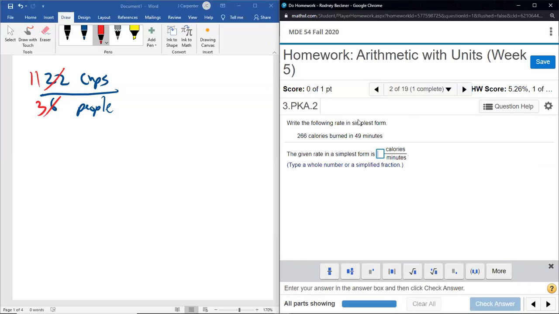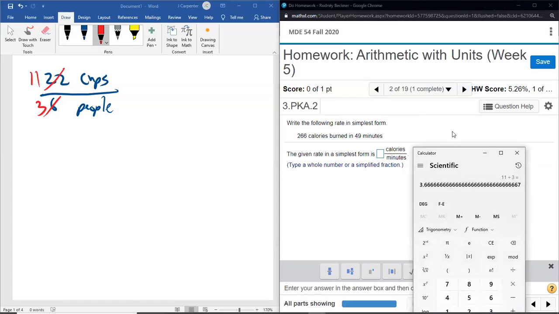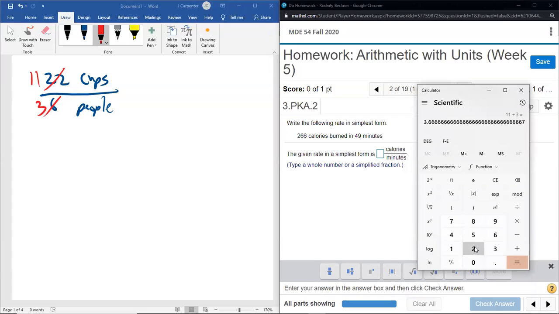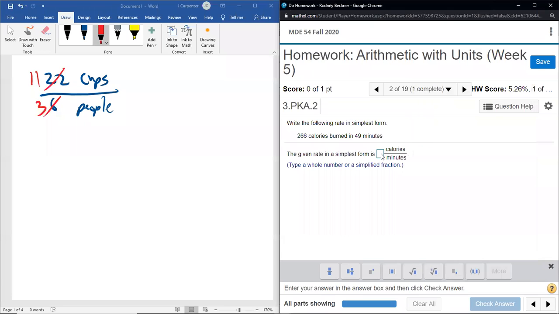So write it in simplest form. They say type a whole number or a simplified fraction. So maybe you think you're just going to divide this and get a whole number. So we can try that. We get 266 divided by 49. Well, shoot, that's not a whole number. And if you do 5.42 anything or 5.43, it's going to be wrong.